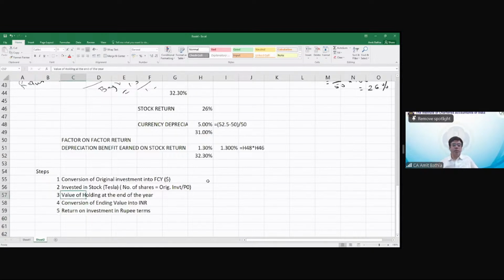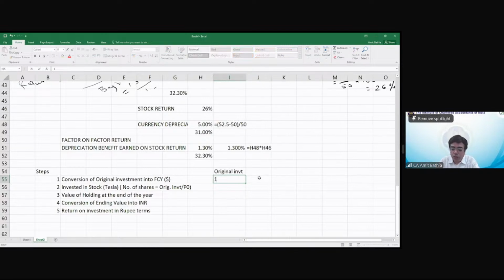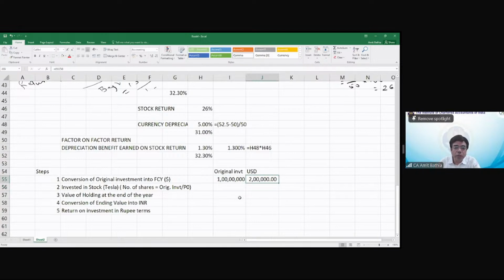So how did we calculate? First of all, conversion of original investment. What was my original investment? I am redoing this entire thing so that the concepts are very, very ingrained into your minds. So please be with the concept. Original investment was 1 crore. We converted that into USD. How did I get that? 1 crore divided by 50. Are you with me? Everyone, are you with me, please? Yes, sir.